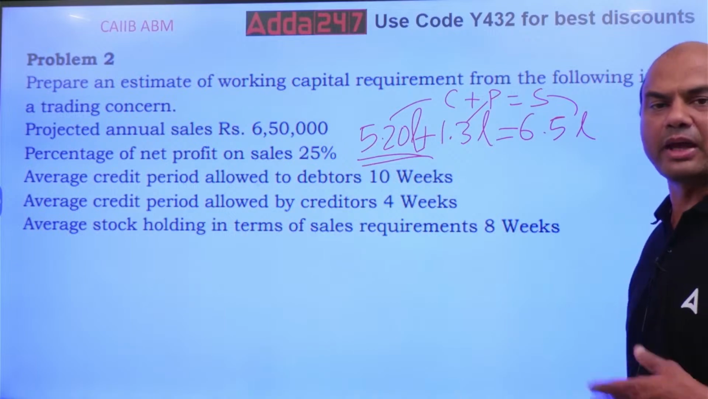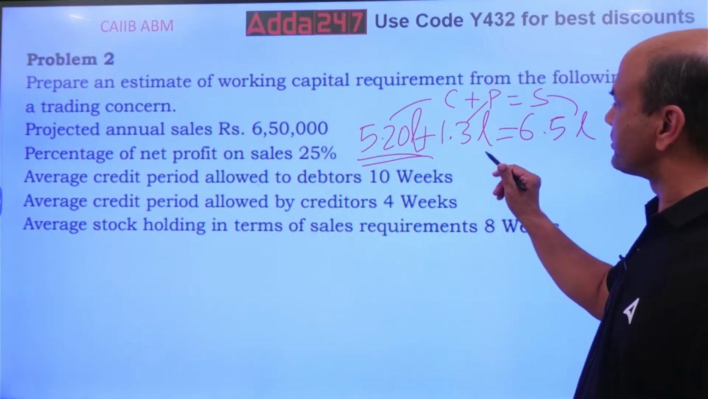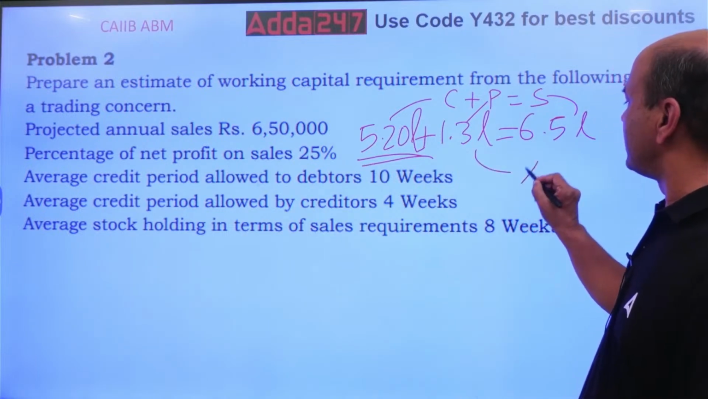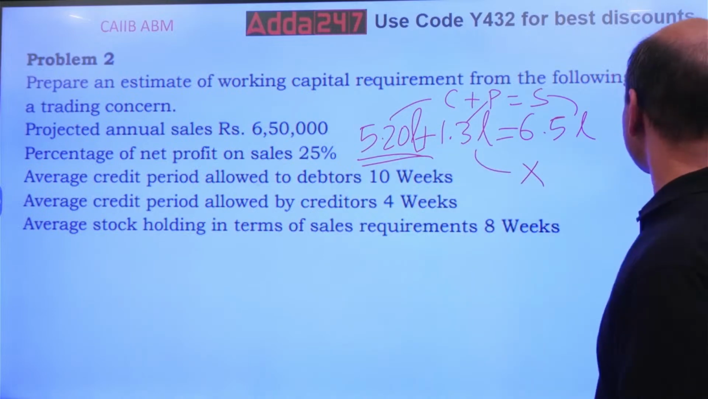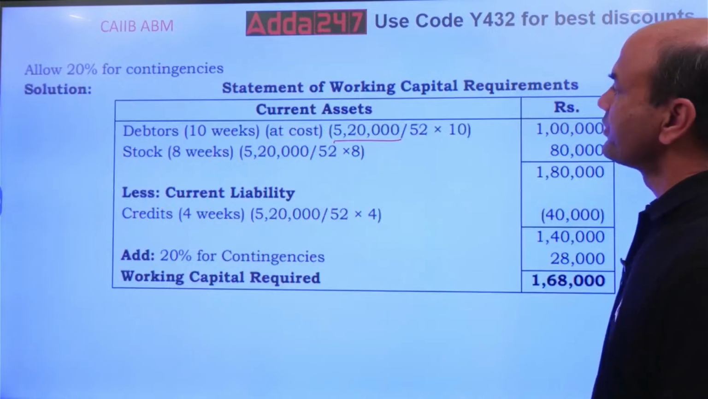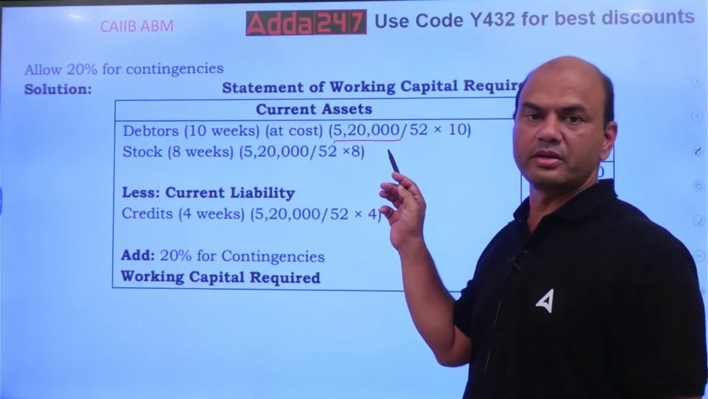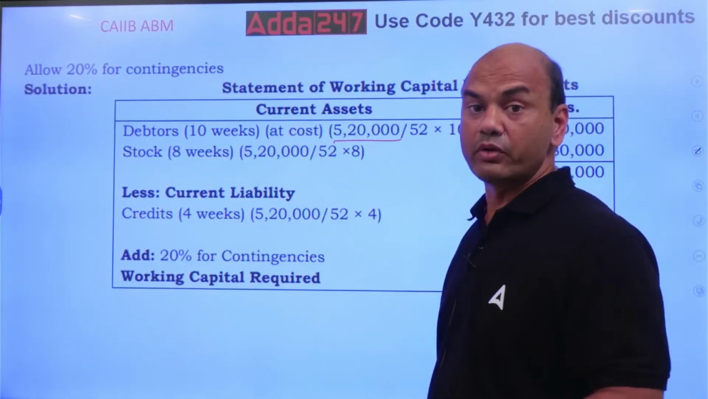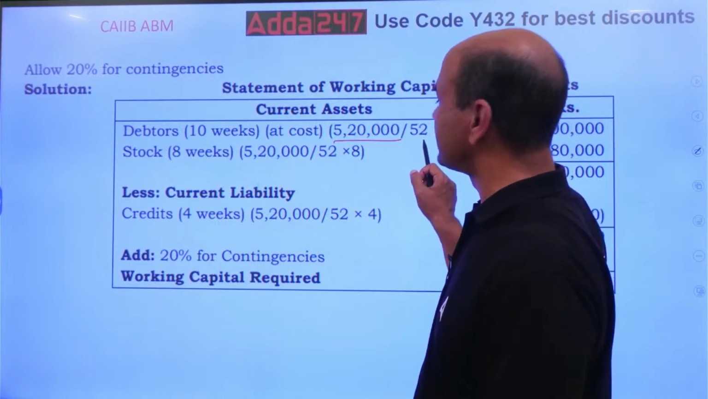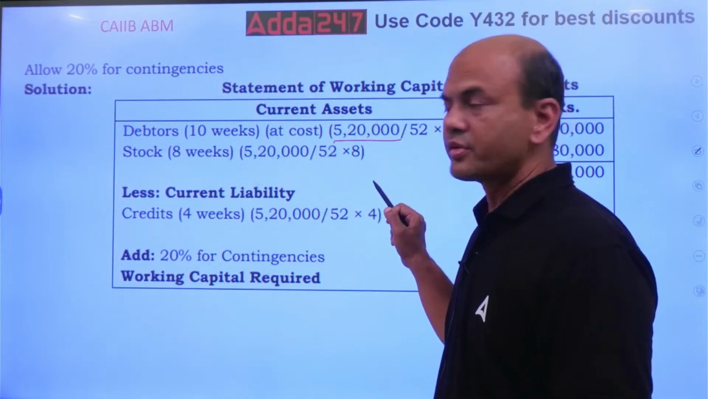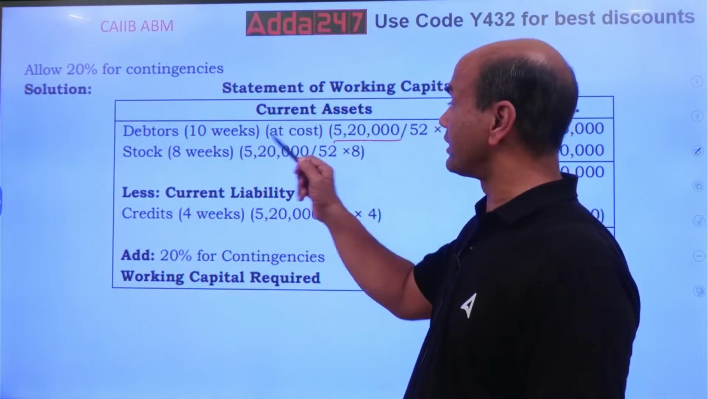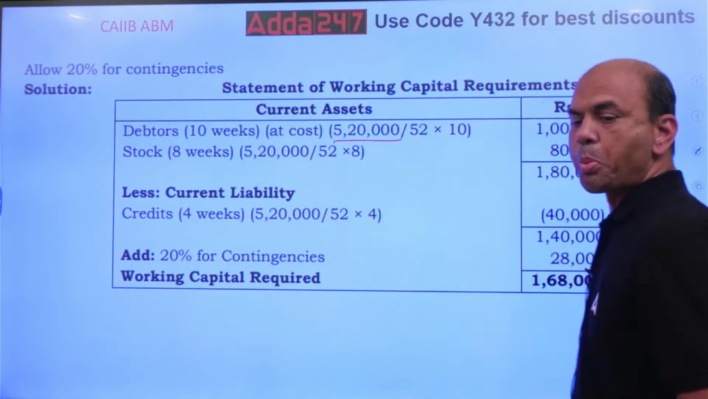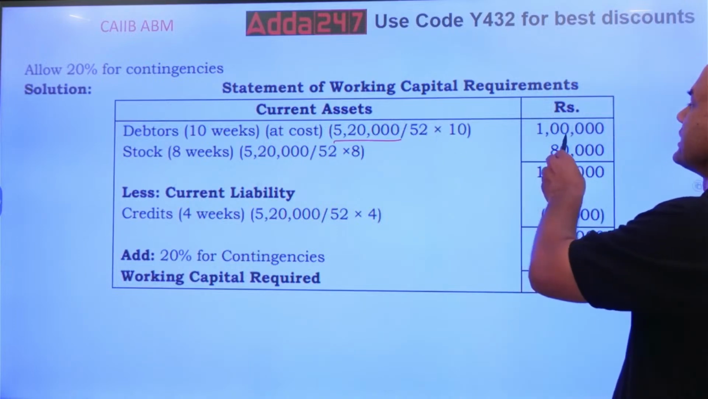Because bank will never finance the profit. Kindly note, bank will never finance the profit. Bank will always finance the cost. Okay? So 520 we take it over here. But this is yearly. I want weekly. In a year, how many weeks are there? 52. So 5,20,000 upon 52 into how many weeks for debtors? 10. Multiply this, you will get this answer, 1 lakh.